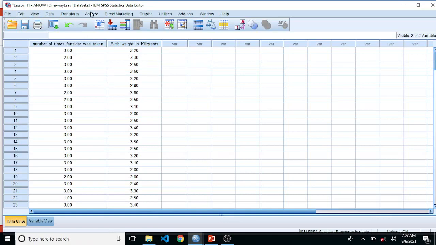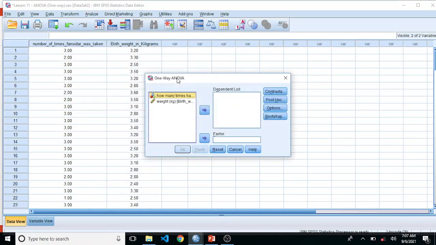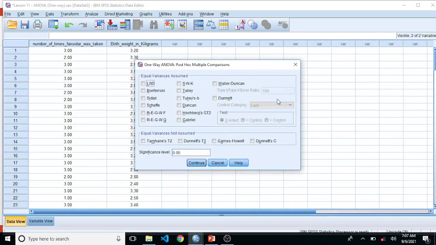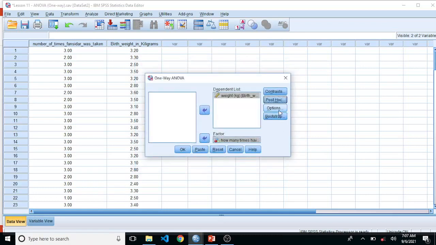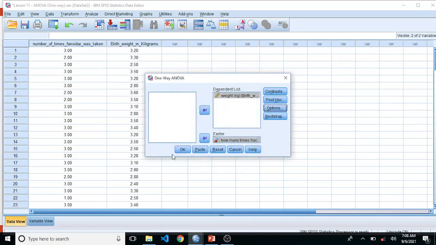So we will go to Analyze, we come to Compare Means, we go to One-Way ANOVA. We send our dependent variable to the dependent list, and we send our independent variable to the factor. Come over to Post Hoc and we check Tukey. This is the test that will tell us which particular group or groups have differences, if there is a significance. Click on Continue, we come to Options, we click on Descriptive, and we check Homogeneity of variance, and then click on Continue, and then click OK.